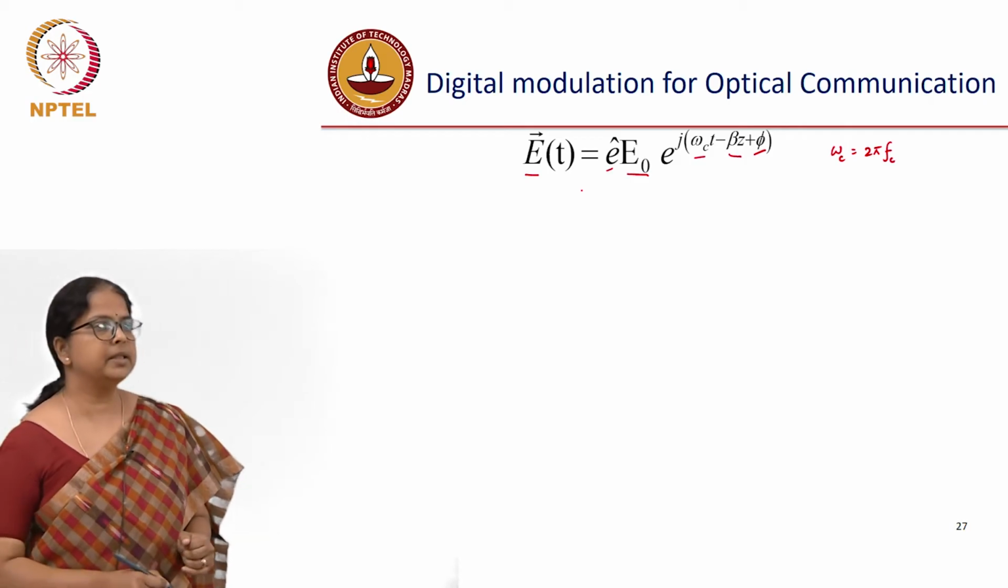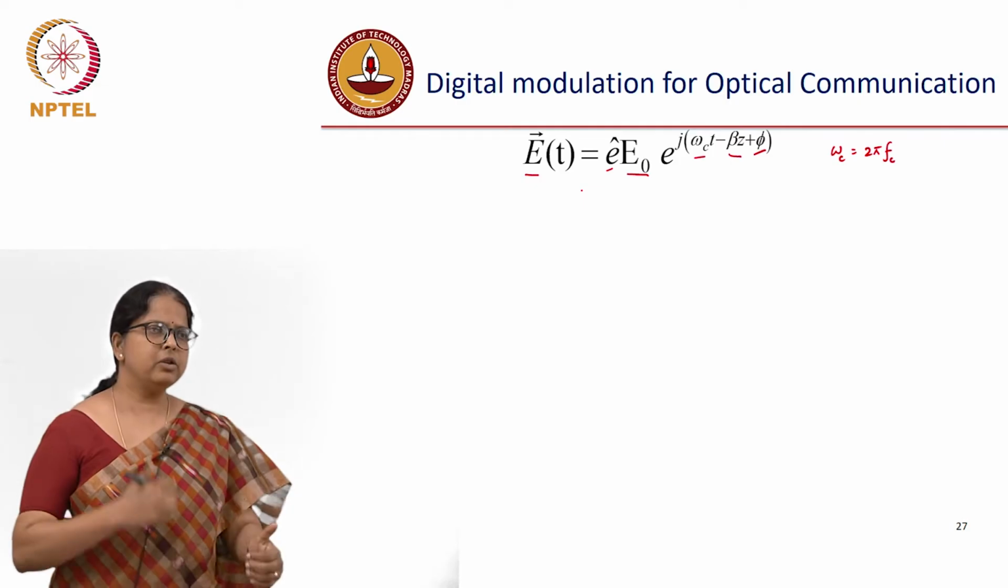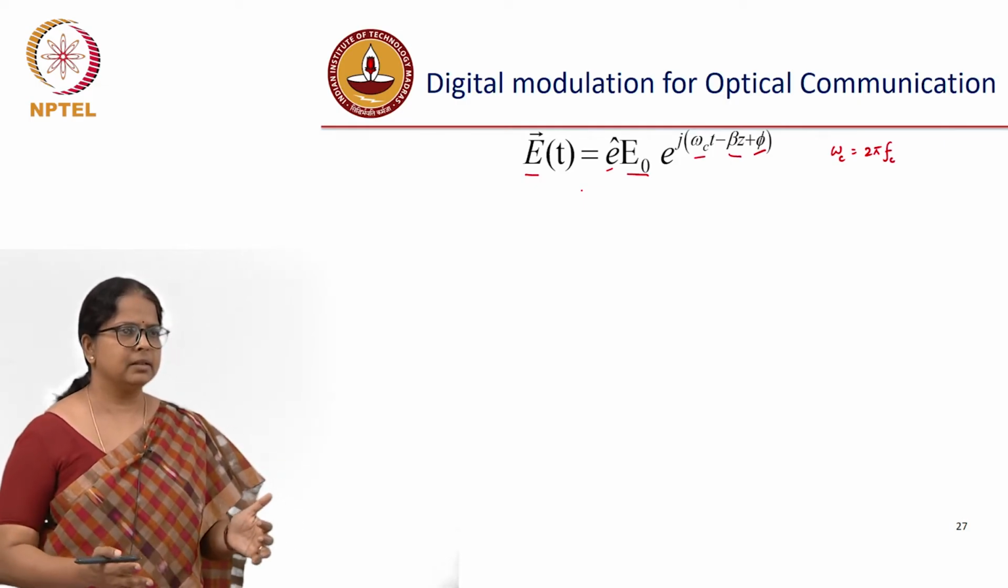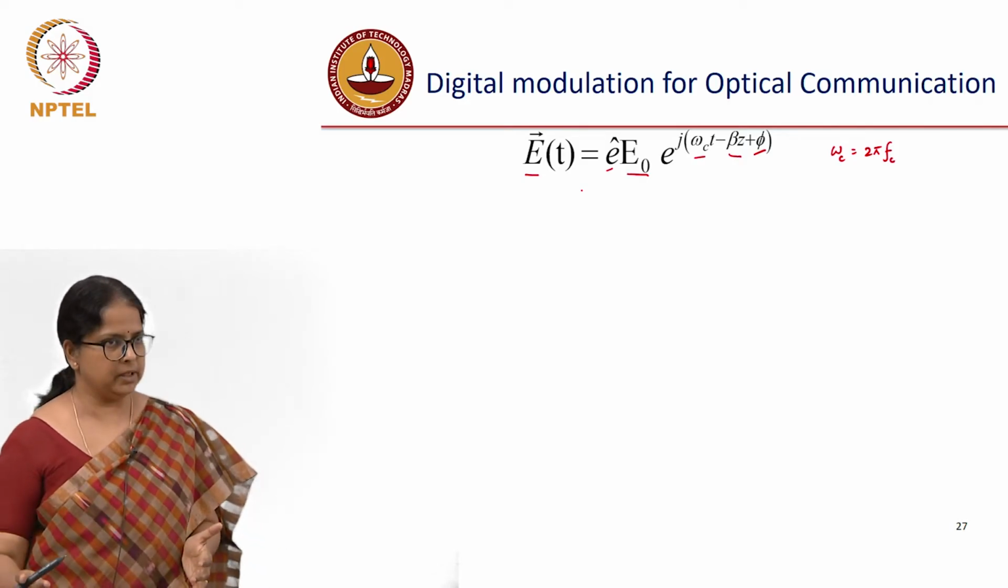This E represents the direction of the electric field. What do you call the direction of electric field as in optics? Polarization, right. So, this represents the polarization of the electric field.